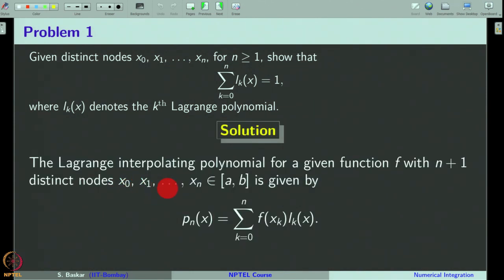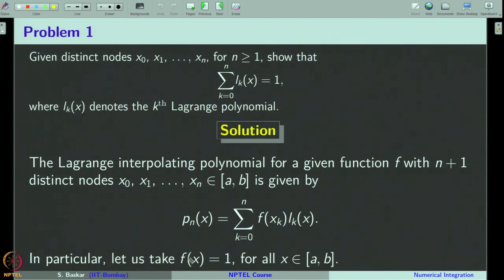Recall that once we are given a set of n plus 1 nodes, we can write the interpolating polynomial of a given function f at these n plus 1 nodes, right? And it is given by this formula. It is written in the form of the Lagrange interpolating polynomial, right? In the polynomial representation, you can see that you have the coefficients as f of x k's. So, if you can make this term equal to 1, then the left hand side in our question is precisely what is given here with f of x k equal to 1.